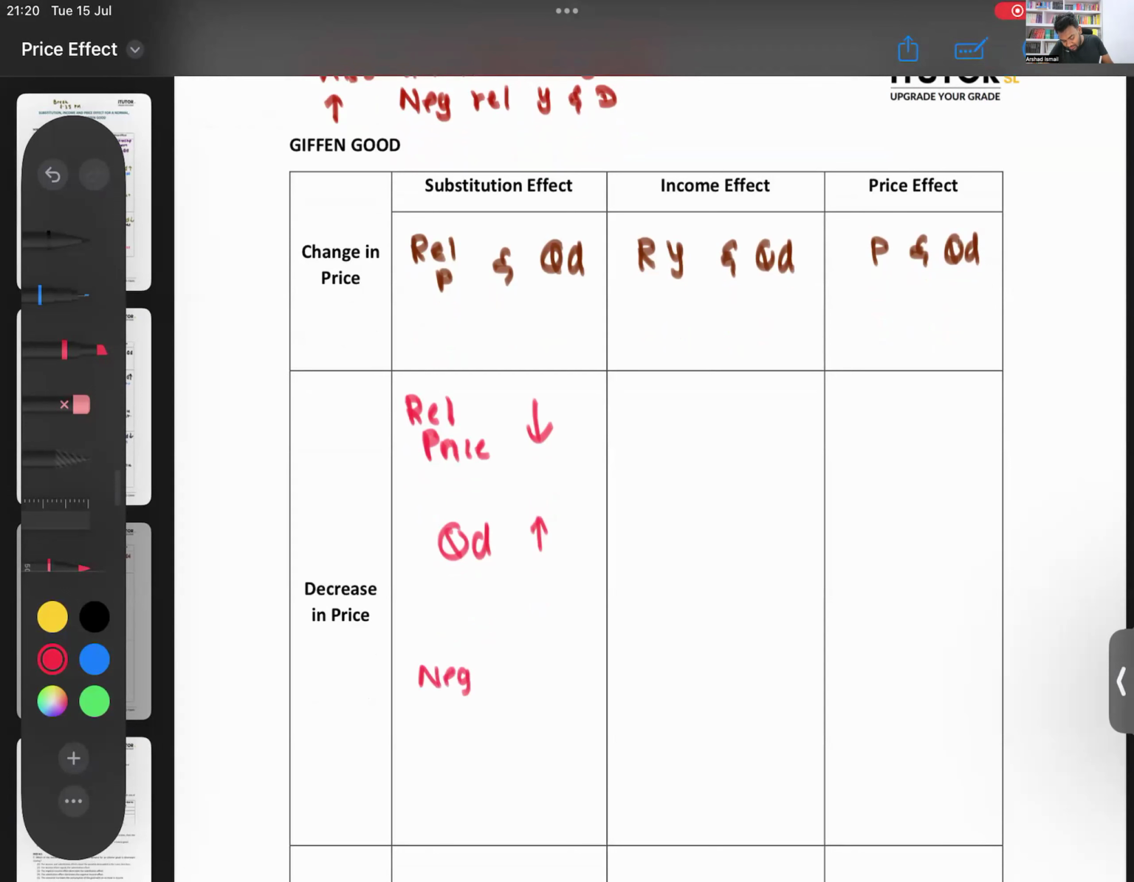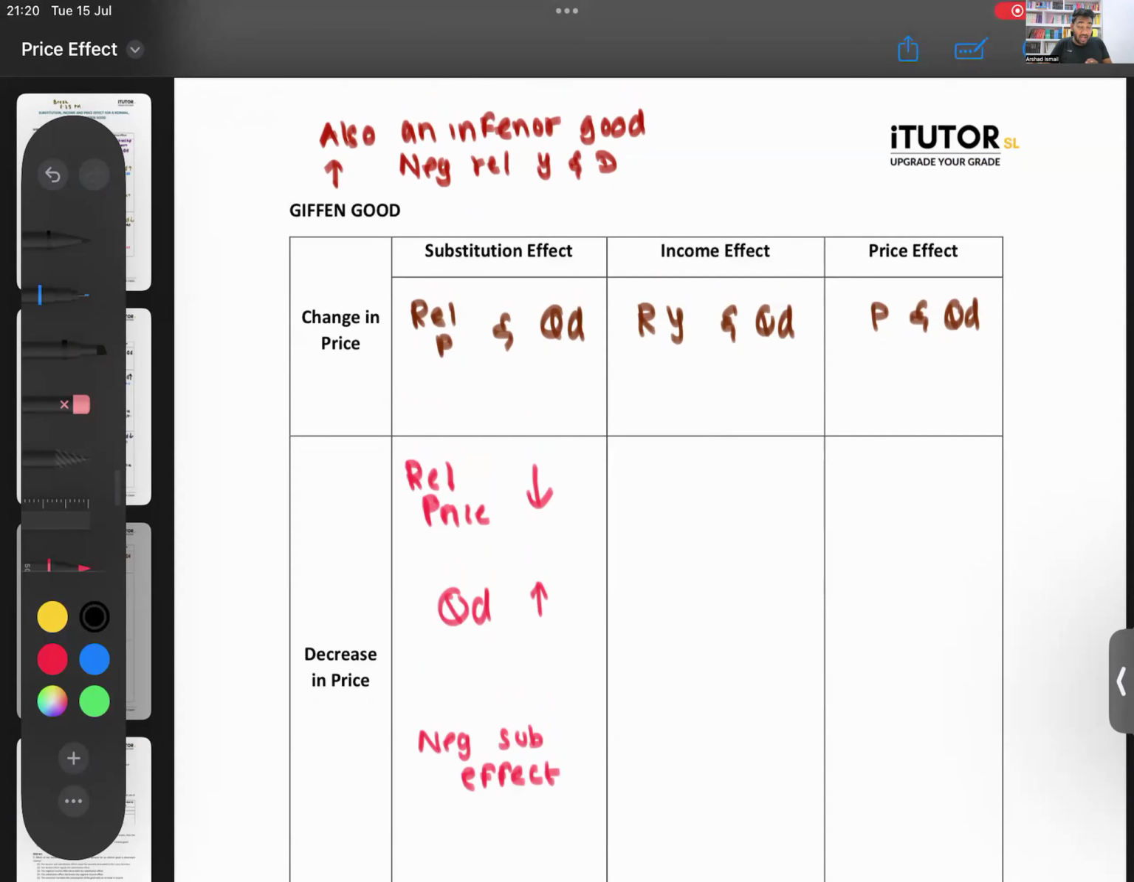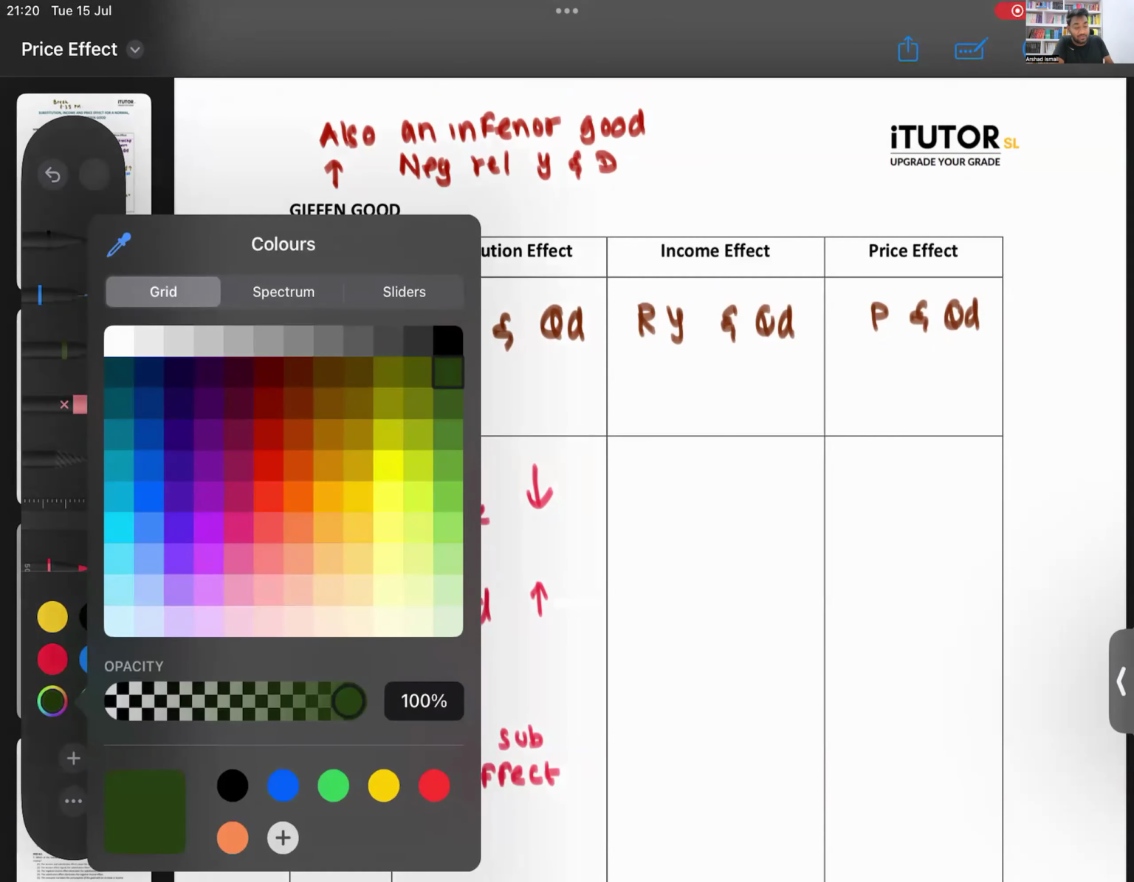negative substitution. Then now the income effect. I told you, Lamai, this Giffen good is also a type of inferior good. Remember that negative relationship between income and demand still is prevailing here as well.